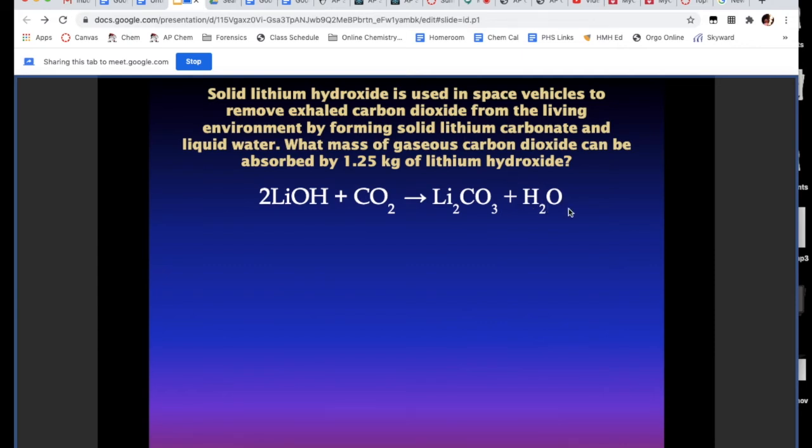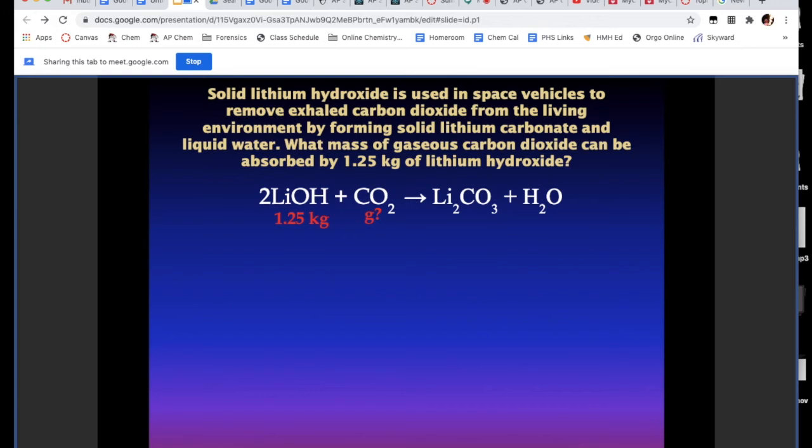Sometimes you'll be given the formula and it doesn't even matter. All right, organize your information. What do I know? I know I have 1.25 kilograms of that. And it says what mass of carbon dioxide. So all I'm doing, you guys, is going from LiOH to CO2. If you're looking at the flow chart, I have just totally dismantled the difficulty.